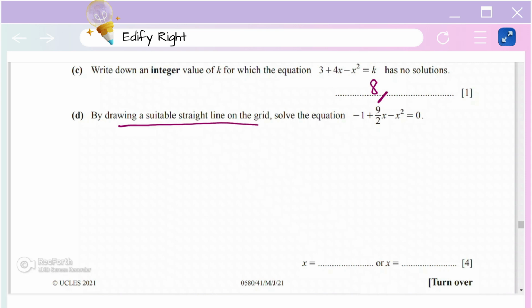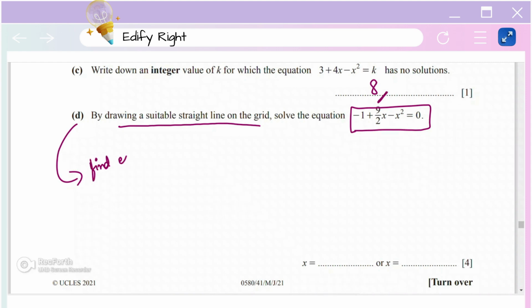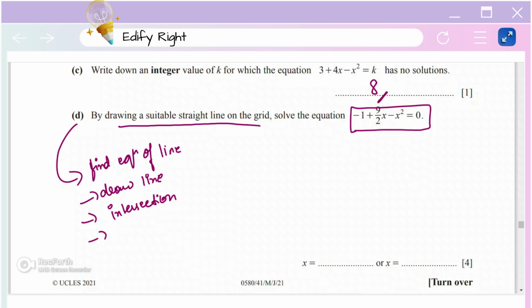Alright, so here we have, by drawing a suitable straight line on the grid, solve the equation. For this question, there are 4 steps that you have to follow. The first thing is obviously find the equation of the line. Next, using that equation, draw the line onto the graph. Now, after doing this, you'll get 2 points of intersection. So take those points of intersection and find out at what values of x they intersect.